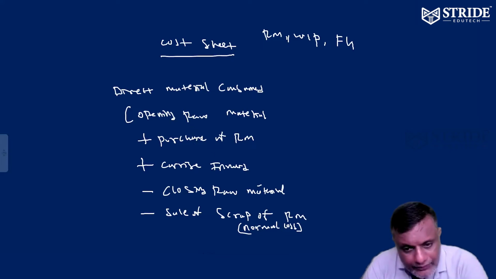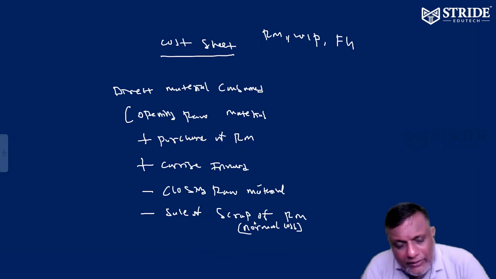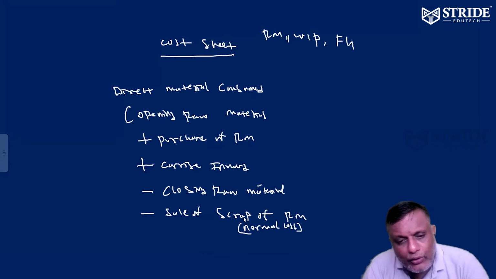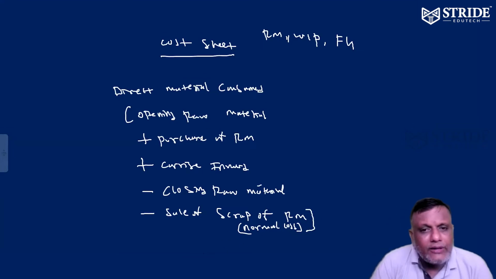These are all cost. Sale of scrap of raw material is a normal loss. Any scrap produced, you have to subtract from the cost. Generally, when you're handling materials, there is definitely a loss that is supposed to happen. Any scrap produced, if it is sold in the market, the revenue we generated has to be subtracted from the cost. So this is called direct material consumed.